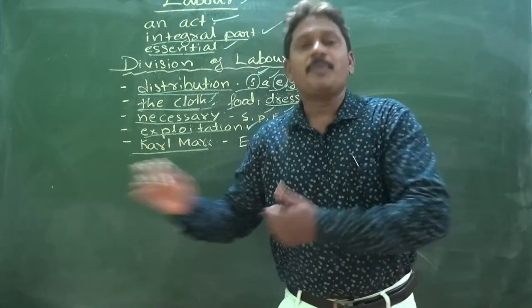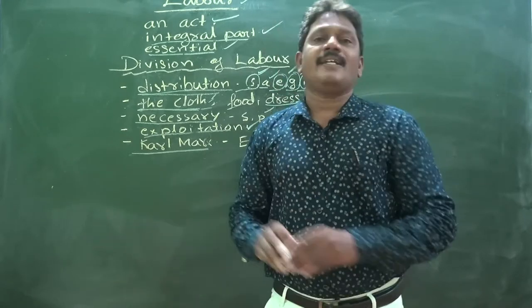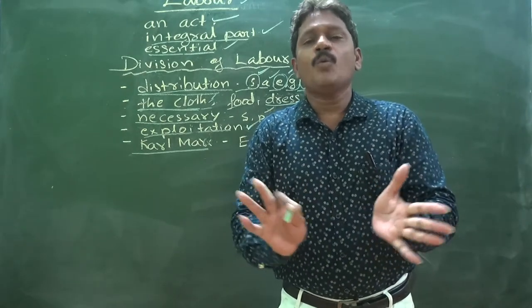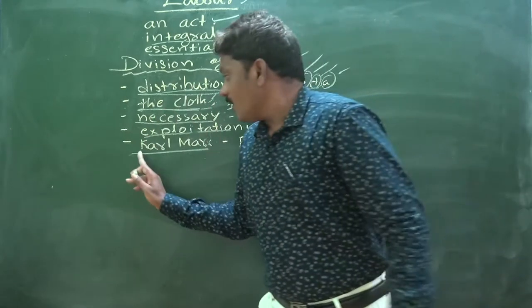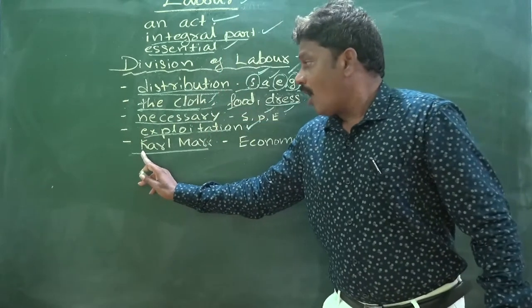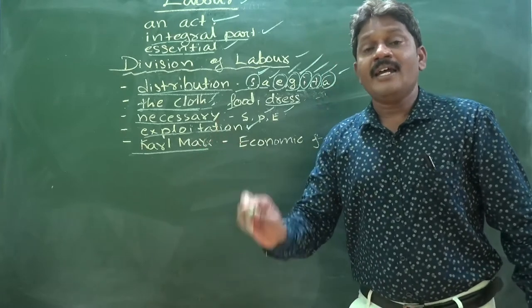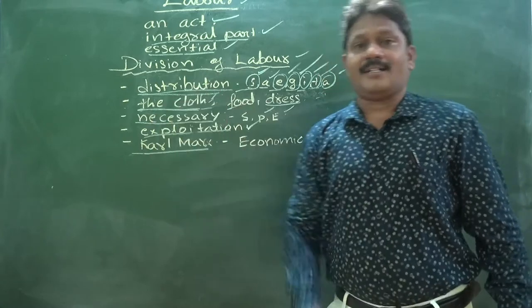Another person is there for that, and for math, another person is there. Not necessary to have more skills, only one skill is enough. So Karl Marx said that division of labor creates less skilled work.